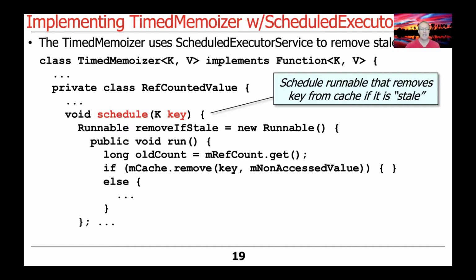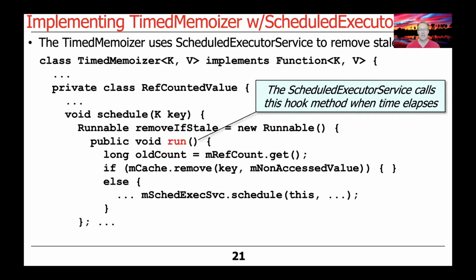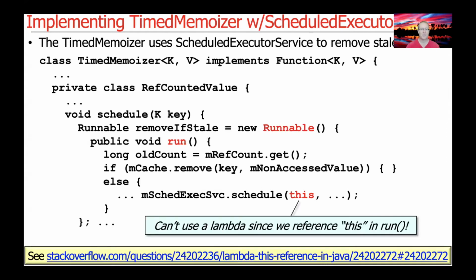So schedule is given a key, and you can see it goes ahead and makes a new runnable that has a run hook method, because that's what runnables do. This runnable will be used to check to see if the cached entry is stale, and will remove it if it has become stale. So the run method will be called here by the scheduled executor service when the timeout elapses. So when M timeout in milliseconds elapses, then the scheduled executor service will automatically call the run hook method back, and then that's where all the fun happens.